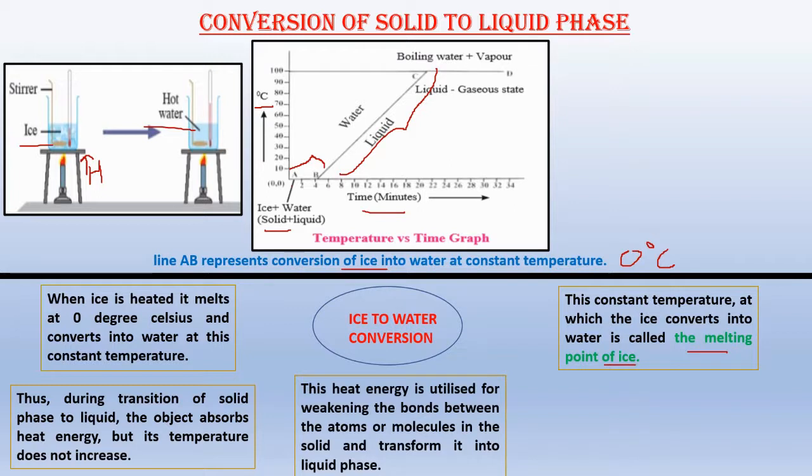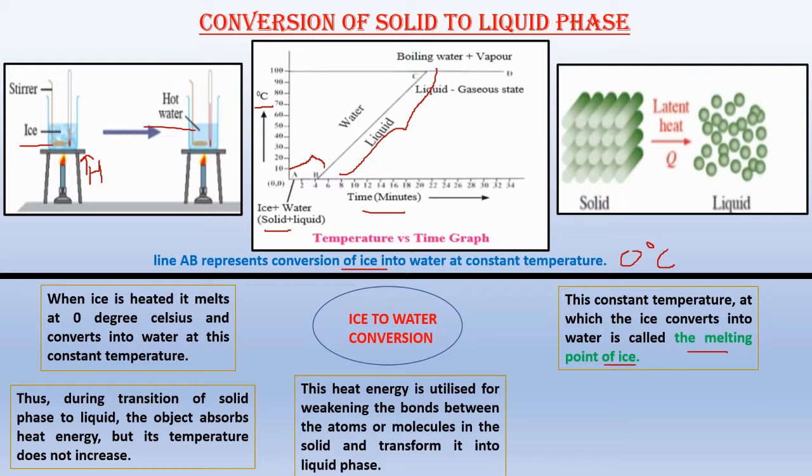This energy is utilized for weakening the bonds between the atoms. Now here we can see a solid, like how the atoms in the solid are in a very compact form, they are very close. So the molecules in the solid are very close to each other, right? It is evident from the picture. Now this heat energy is utilized for weakening the bonds between the atoms or molecules in the solid, and hence it is transformed into a liquid form.